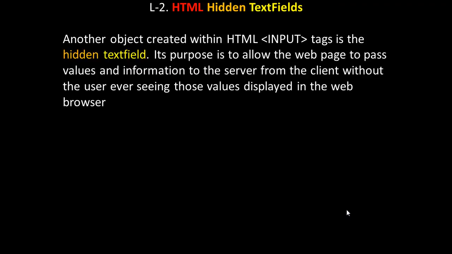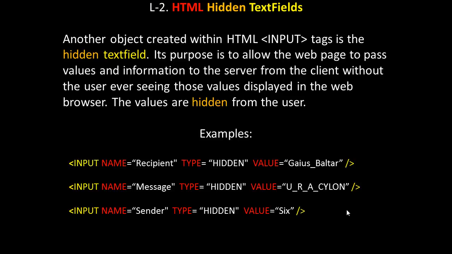Another object created with HTML input tags is the hidden text field. Its purpose is to allow the web page to pass values and information to the server from the client without the user ever seeing those values displayed in the web browser. The values are hidden from the user. Here are 3 examples. In this case, we have field names recipient, message, and sender. The type has been set to hidden, and the values that would be sent to the server would be Gaius Baltar, UR Asylon, and 6.